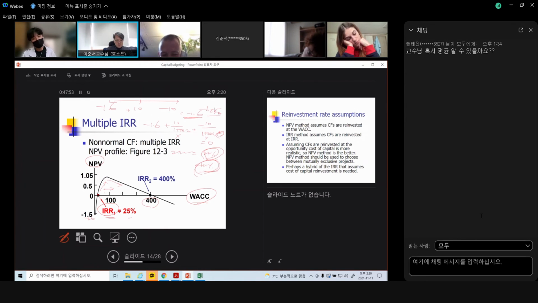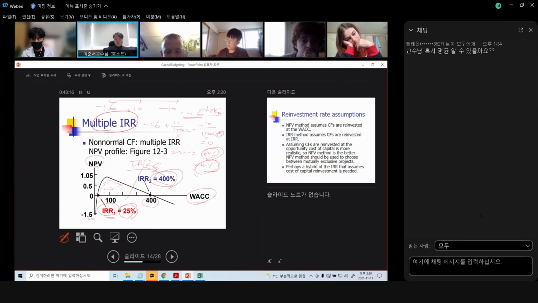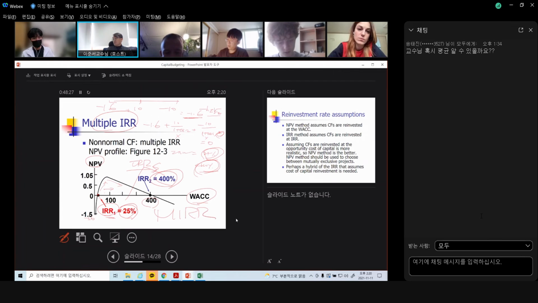So 25% or 400%, both of them are solutions. We have two IRRs, right? Which one is the correct answer, 25% or 400%? We do not know. So if we have multiple IRRs, then what should we do? We can use MIRR, the modified internal rate of return.